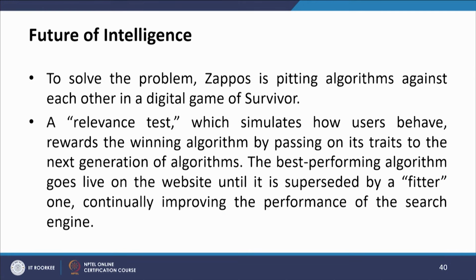To solve the problem, Zappos is putting algorithms against each other in a digital game of survival. A relevance test, which simulates how users behave, rewards the winning algorithm by passing it straight to the next generation of algorithms. The best performing algorithm goes live on the website until it is superseded by a fitter one, continuously improving the performance of the search engine. Making better bets. So, humans routinely and often effortlessly sort through probabilities and act on the likeliest, even with relatively little prior experience.